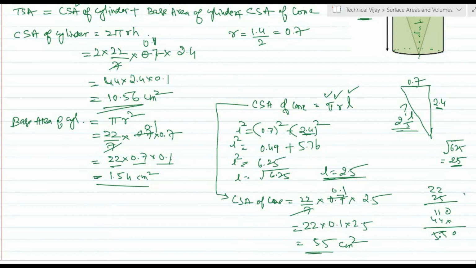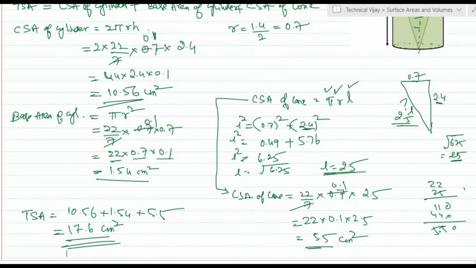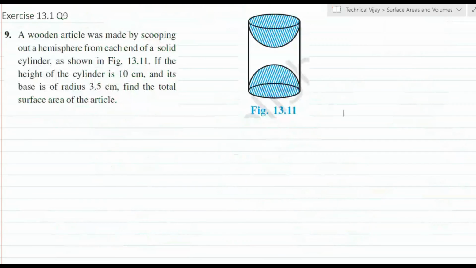Now the total surface area is equal to 10.56 plus 1.54 plus 5.5. So this is equal to 17.6 square centimeter. Here it has been told to calculate to the nearest square centimeter, so this is approximately equal to 18 square centimeter. Okay, this is the solution. We'll go for the next one.